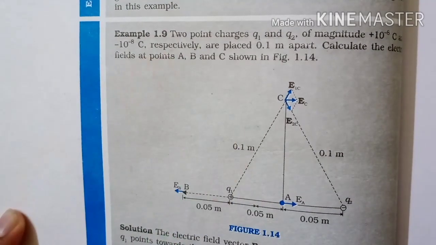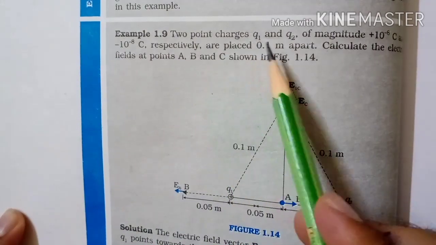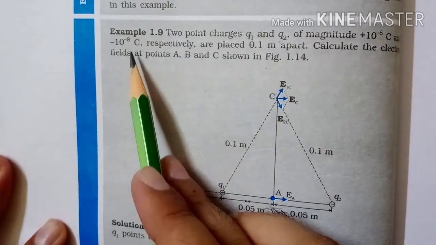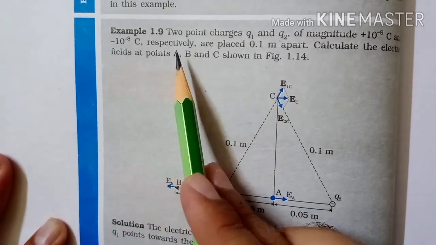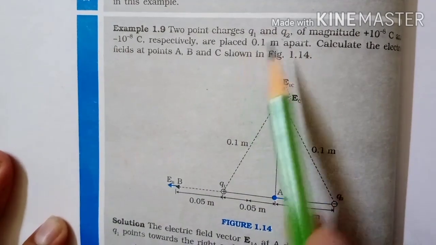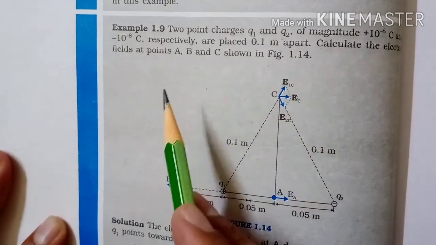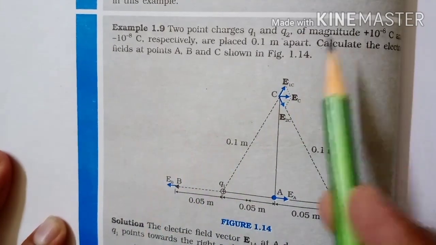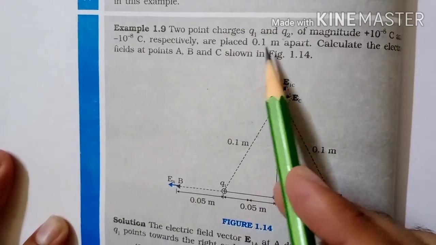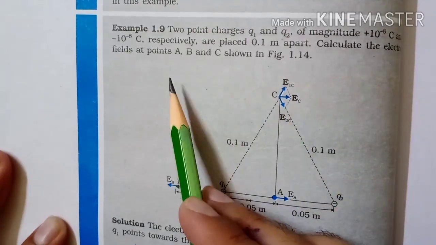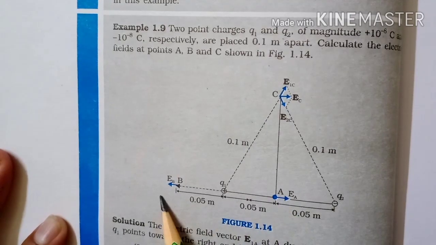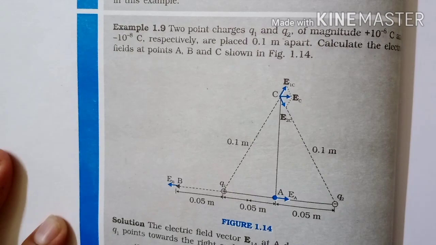Next example, example 1.9. Two point charges Q1 and Q2 of magnitude 10 raised to minus 8 coulomb and minus 10 raised to minus 8 coulomb respectively are placed 0.1 meter apart. Here two charges Q1 and Q2 are given. Both have the same magnitude but opposite polarity. One is a positive charge and another is a negative charge, and they are separated by a distance of 0.1 meter. Calculate the electric fields at points A, B and C as shown in the figure. At three different points A, B and C, we have to find the electric field.